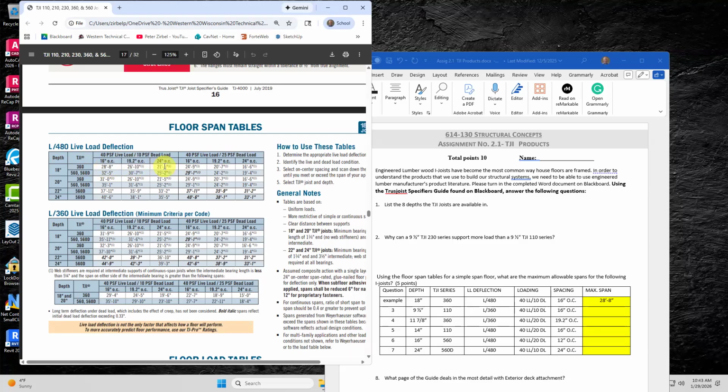And then the last thing I need to know is the spacing on center. So I'm at 16 on center. So I'm at 28 feet, 8 inches. And that's the answer there.